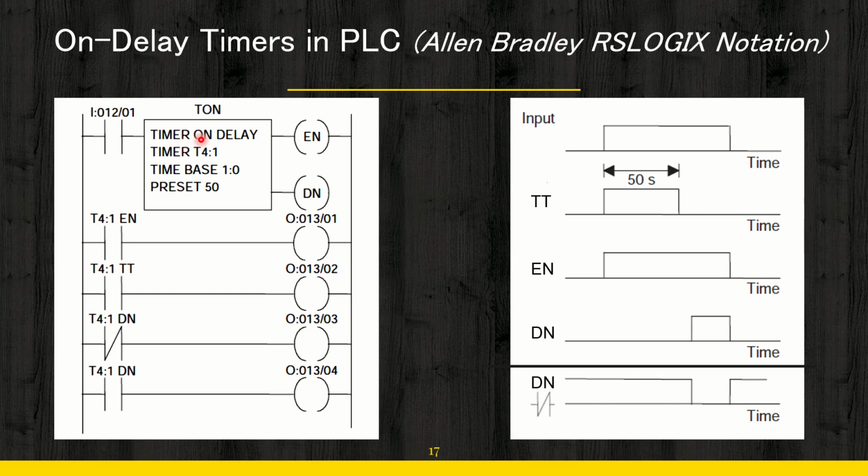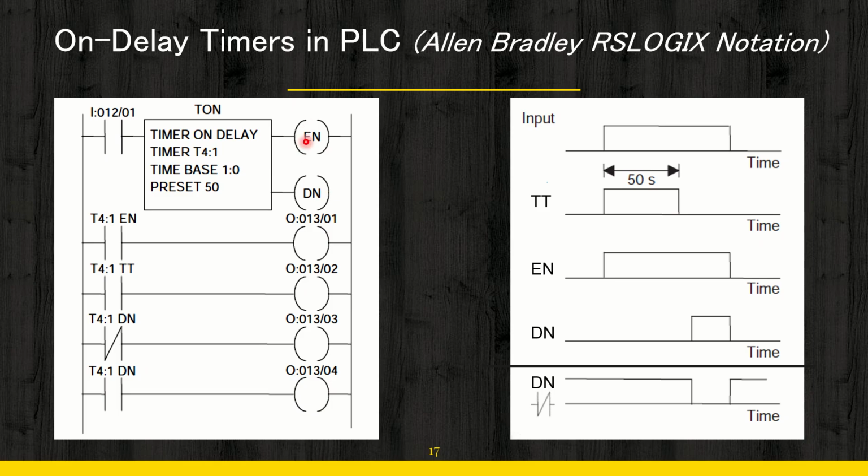First, the timer type is written, on delay. Then the number of the timer is given, T4.1. Then the time base is given, 1 second. Then the preset value you have to put here, 50. So when you are putting preset value 50, the time base is 1, then the total delay that is going to be generated by this timer is 50 seconds. If the time base is 10 seconds, then your preset is 50, so the time delay that will be generated is 500 seconds.